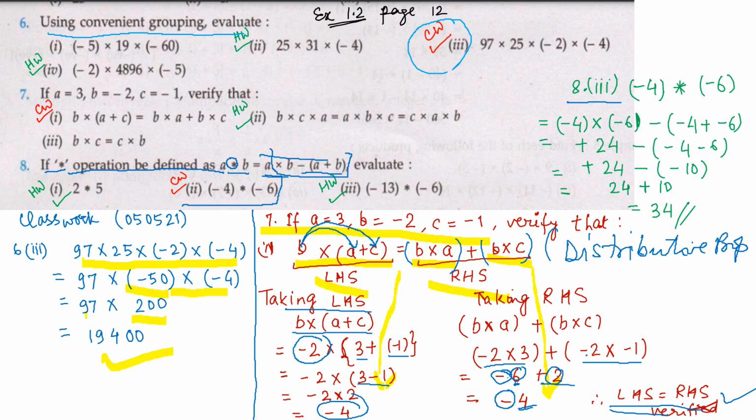Let us see question number 8 subpart second. Oh, this should be second. It's written as 3, it should be second. So minus 4 star minus 6. Here only you have to put A into B was there. So it is actually A into B minus A plus B. So minus 4 will be A and minus 6 will be B. So putting the value of A, minus 4 into minus 6 minus minus 4 plus of minus 6.